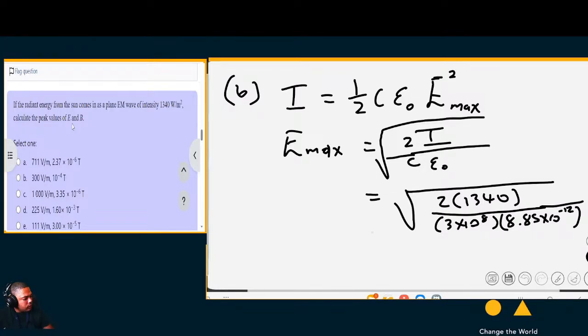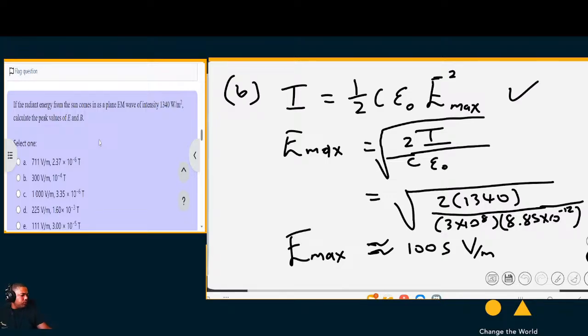Yes. Therefore E max has a peak value of approximately, and this is a rounded value, 1005 volts per meter. That's the peak value for the electric component of this EM wave. Okay, so the peak value is 1005 for the electric component. By the way, this formula is in your book.